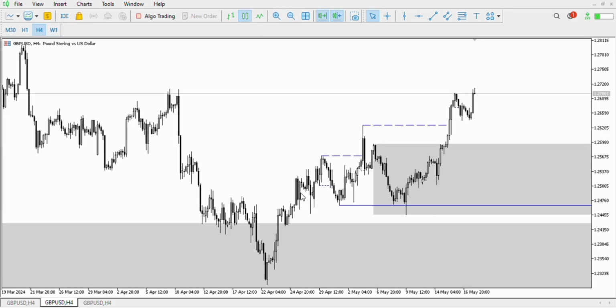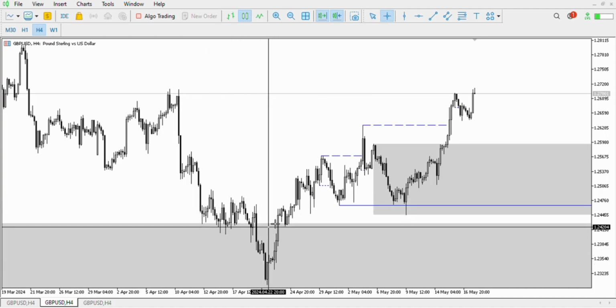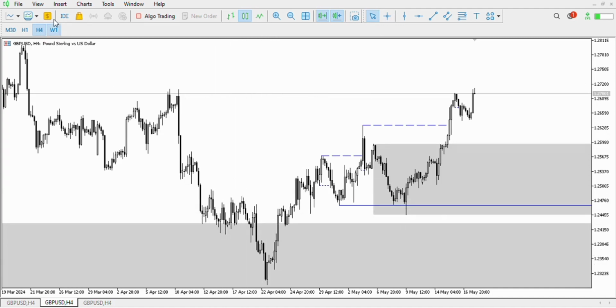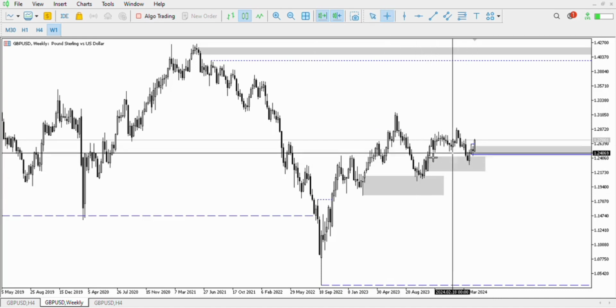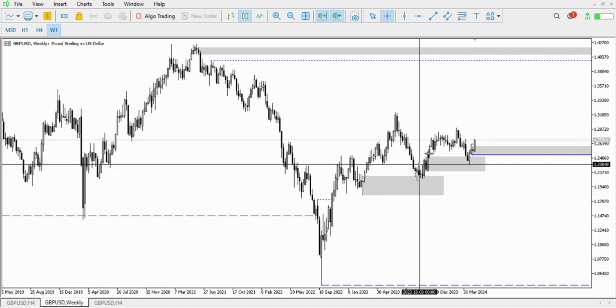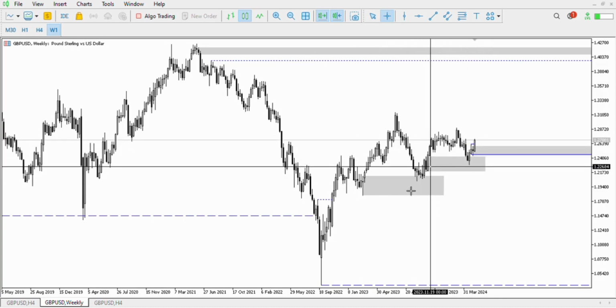Now this is the 4-hour time frame right here. So this area right here is from the previous order block, that is this area here. I think after this video I'm going to delete it because we are no longer concerned about this order block and this order block. We should prioritize this area.